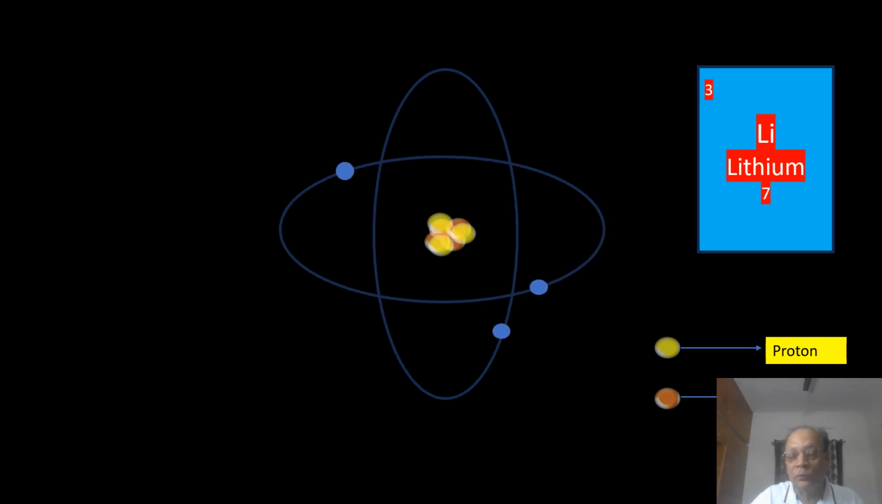You see, I have drawn the 2 shells at right angles to each other with electrons revolving in it. There are 3 electrons because atomic number is 3. So number of electrons is equal to number of protons. So 2 electrons revolving in the K shell and 1 electron in the L shell, as you can see.